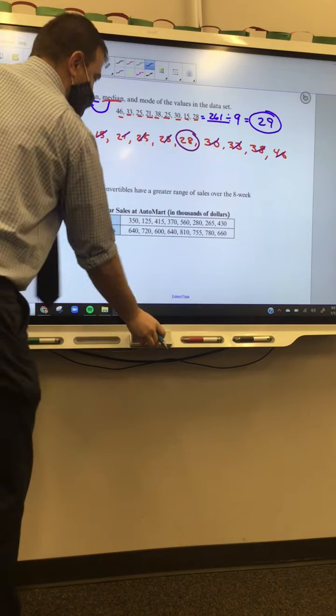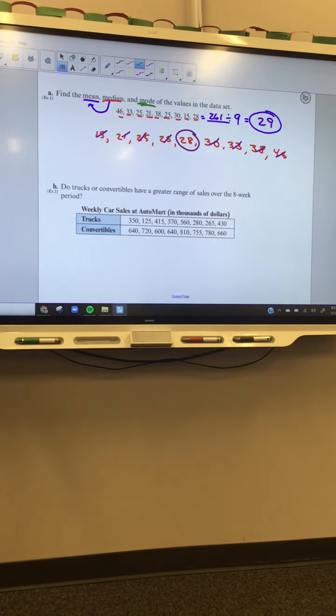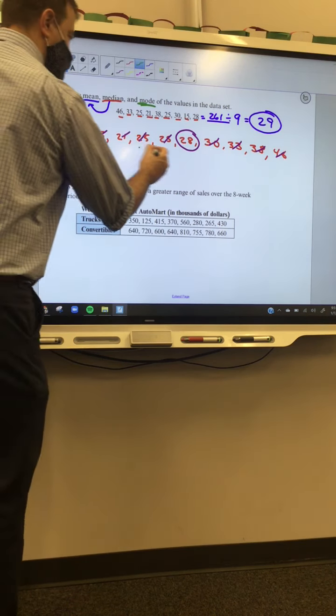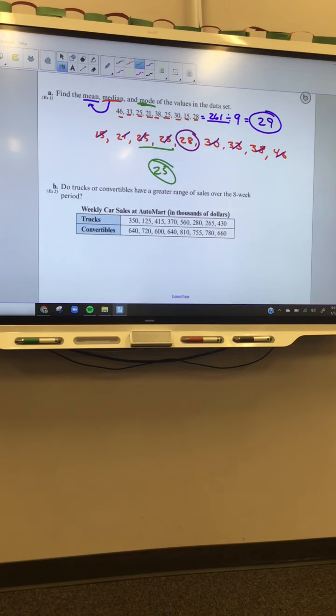Okay, and then finally the last one is mode. Do you remember what mode is? Most often. Yeah. Which number do you see most often? And in this list, there's only one number that is shown more than once. Which one is it? 25. Yeah, I got 25 listed twice, therefore 25 is my mode. Okay? Take a look at the next one.